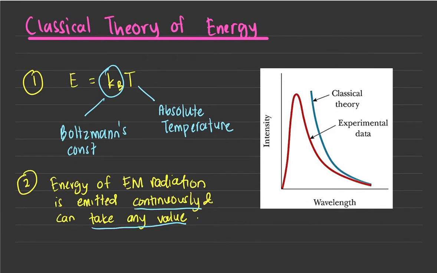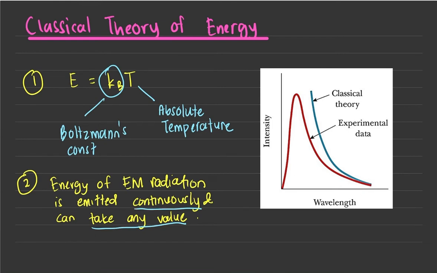Next, we look at the classical theory of energy. The distribution of energy in black body radiation depends only on the temperature. So we get the formula E equal to kT, where k is the Boltzmann constant and T is the absolute temperature. And the second one, energy of the EM radiation is emitted continuously and can take any value.